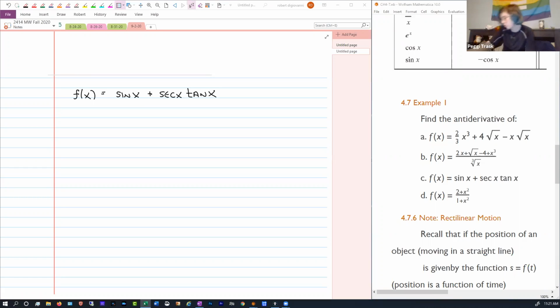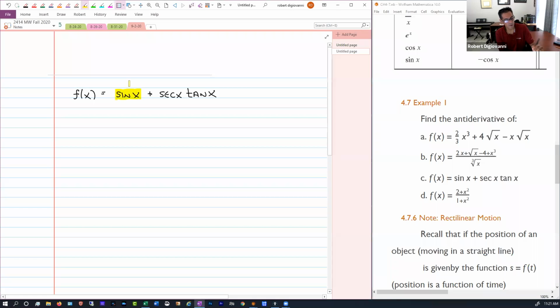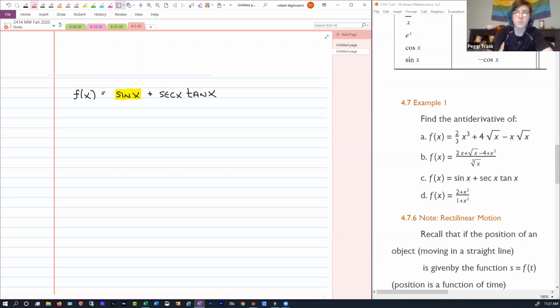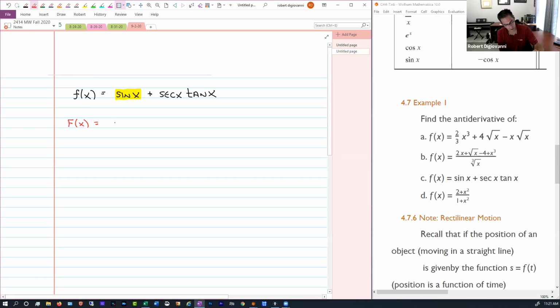So we have two terms here, right? Separated by addition. So you can just look at them separately. So really, I'm just asking you, Peggy, do you know what the antiderivative of sine is? Cosine, or negative cosine. Negative cosine, good. Negative cosine of x.